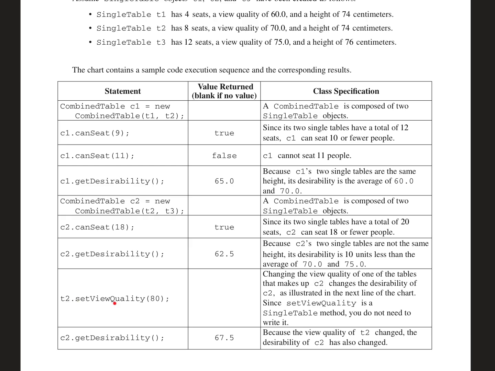Now about getDesirability. Actually, setViewQuality is on a single table, and getDesirability is on table 2. C2 is a combined table, which we're going to do getDesirability on, which is going to return a double. So first thing, it's going to be public class CombinedTable.